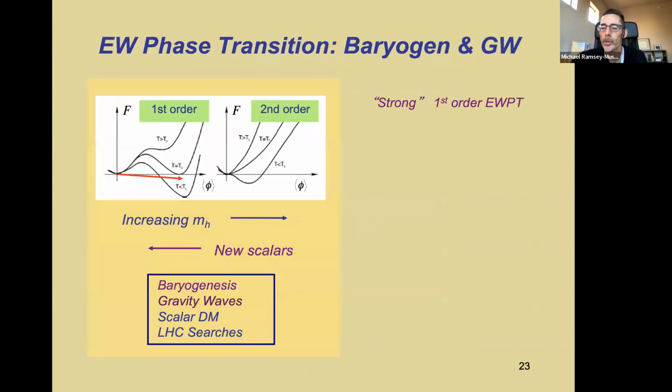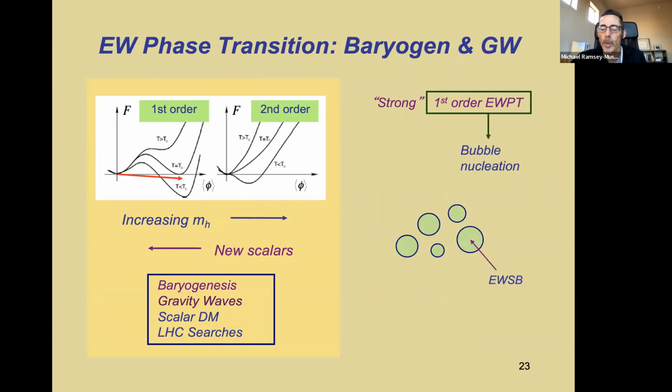Let me just remind you that for a first order electroweak phase transition, the way it proceeds is through bubble nucleation. So bubbles of broken electroweak symmetry nucleate in the background of the symmetric phase. And for electroweak baryogenesis, that has to be a sufficiently strong nucleation process. And by the way, we also need new CP violation to get the baryon asymmetry, but the precondition in electroweak baryogenesis is for this bubble nucleation process.